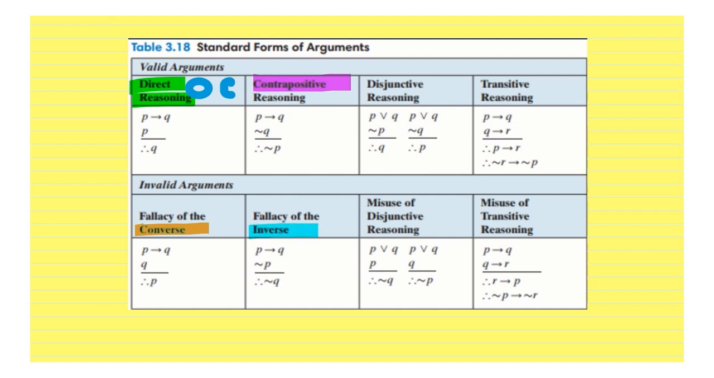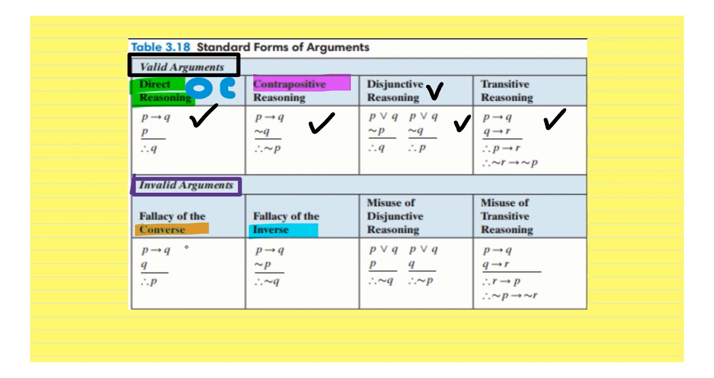But I like the way this chart is organized because it lists all the valid arguments up top. You can have a valid argument based on direct reasoning. You can have a valid argument based on contrapositive. You can have a valid argument based on disjunctive reasoning, which has to do with the word or and the symbol or. And then you can have a valid argument based on transitive reasoning. And then also on the second row, invalid arguments. So all of the invalid arguments are listed on the second row.